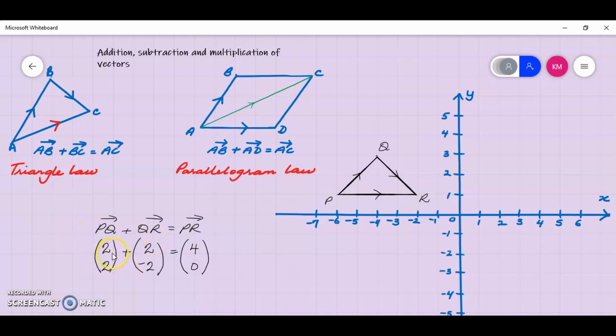Now let's examine this. Notice that the vector PQ is 2, 2, and the vector QR is 2, negative 2. And when I performed addition, I got the vector 4, 0, and we can see that this was obtained by simply adding our movements along our x-axis together to get 4, and adding our movements along our y-axis to get 0. So 2 plus 2 gave us 4, and 2 plus negative 2 gave us 0. And that there is one method that can be used to perform addition on vectors. This is called addition of vectors using the column vector method.